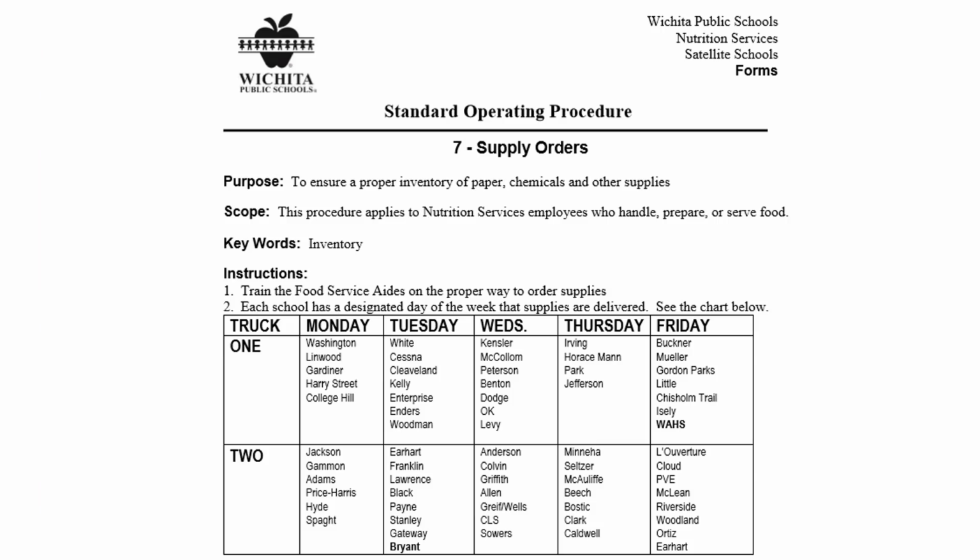Each school has a designated day of the week that supplies are ordered and delivered. To determine your school's day, look at your SOP manual in the Forms section, and then turn to the Supply Order Standard Operating Procedure. Find your school's name from the list so you know what day of the week to expect supplies and when to order supplies.